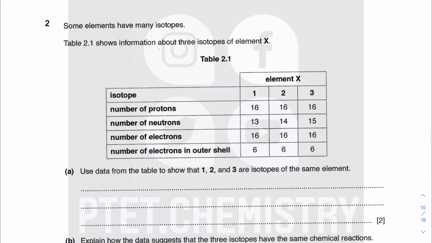Question 2, some elements have many isotopes. So we have 3 isotopes of element X. This question is asking you for the definition of isotopes, but it's asking you to use the data from the table to show they are isotopes of the same element. You must use the data in order to get the final 1 mark. If you just define without using the data, you don't get the mark because you're not reading the question at all. And they're asking you for 1, 2, and 3.